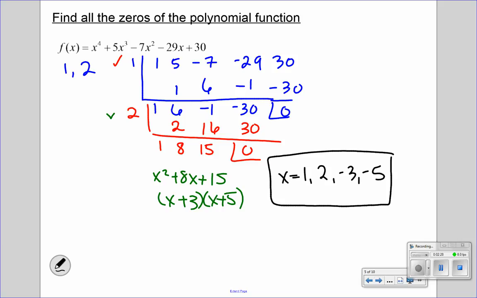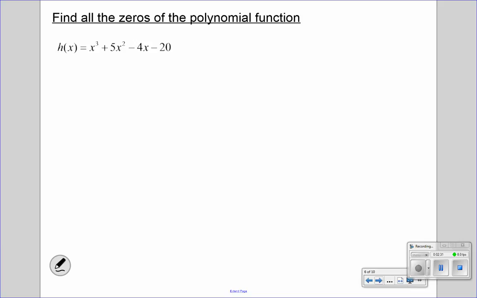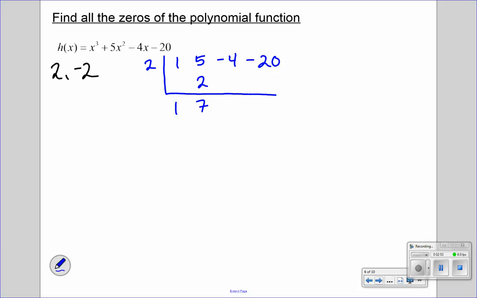All right, let's do another one of those so you can see how that's done again. So I looked and I found that 2 and -2 cross my x-axis, so we're going to use those two to test. So let's try 2. So we have 1, 5, -4, -20. That's going to be 7, 14, 10, 20, 0. So that one works out, and we can try -2.